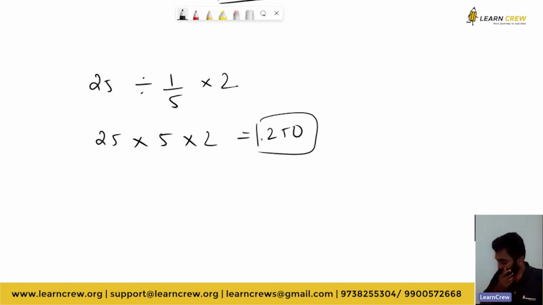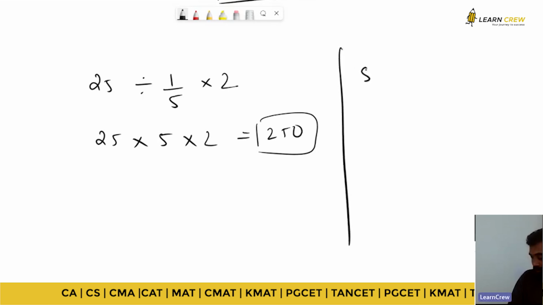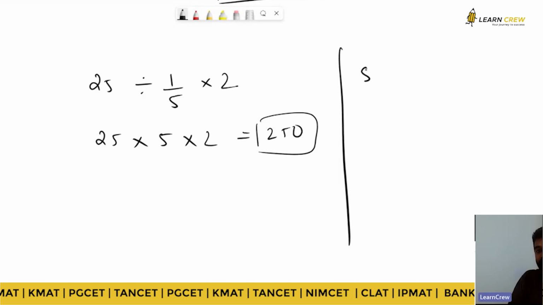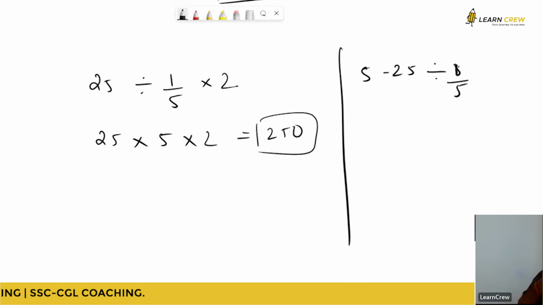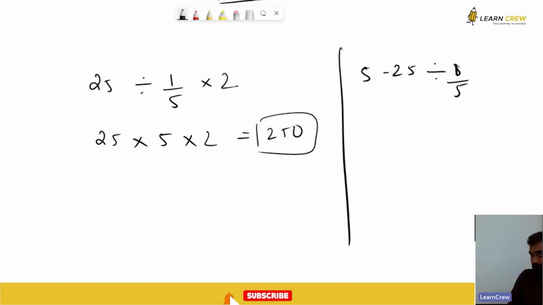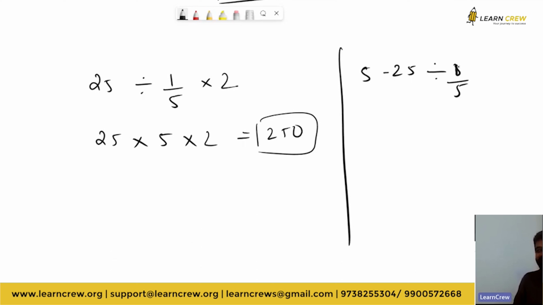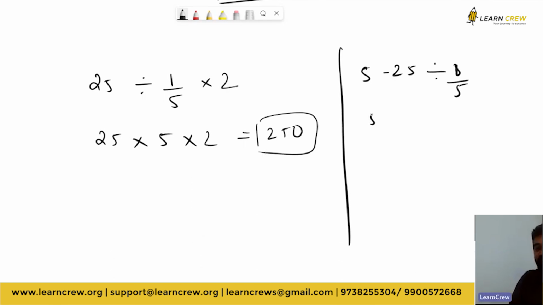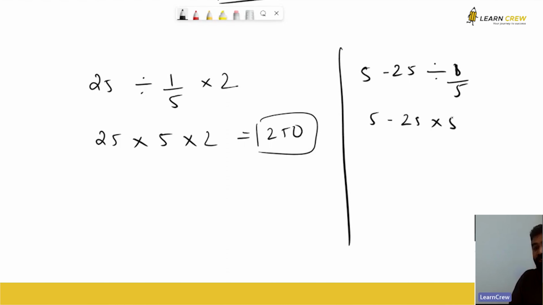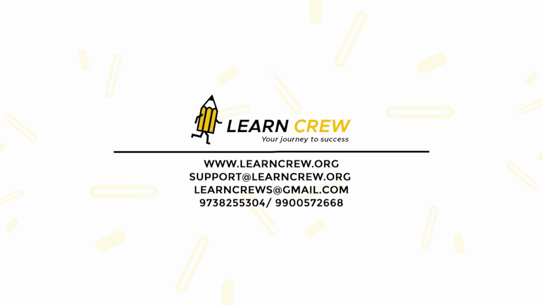What is 5 minus 25 divided by 1 by 5? All got it or did not get it? 5 minus 25 into 5. 5 minus 125 is nothing but minus 120.